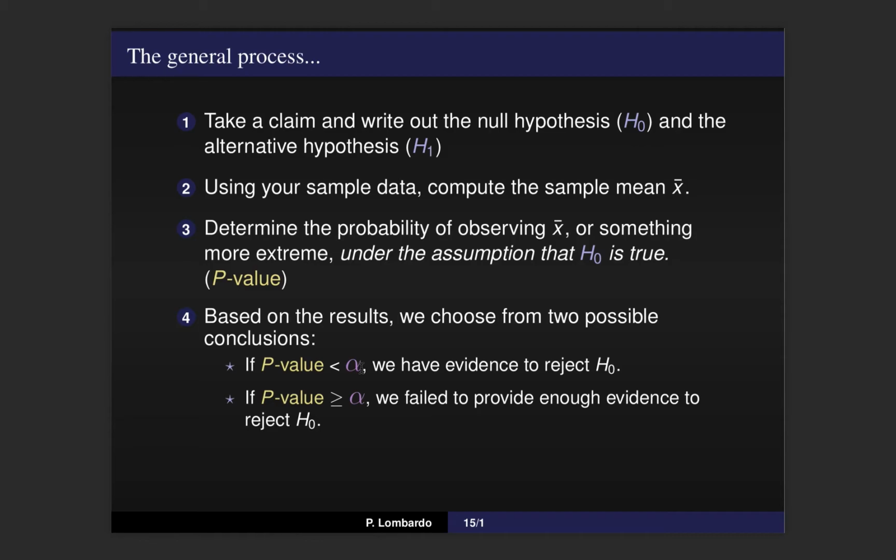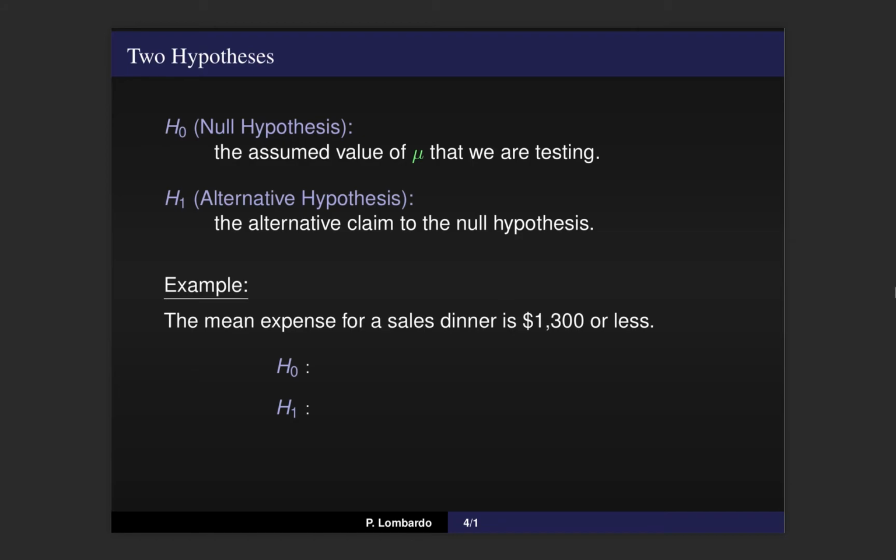Now, in this particular course, we're going to have 3 different types of null and alternative hypothesis pairs. So I'm just going to go over those quickly before we do a heuristic example that'll give us more information on step 3. How do we compute this p-value based on an observed sample mean? Okay, so let's do some quick examples of setting our two hypotheses.